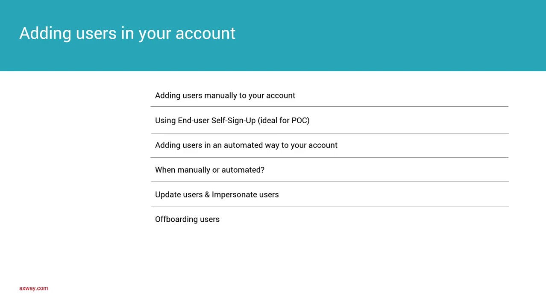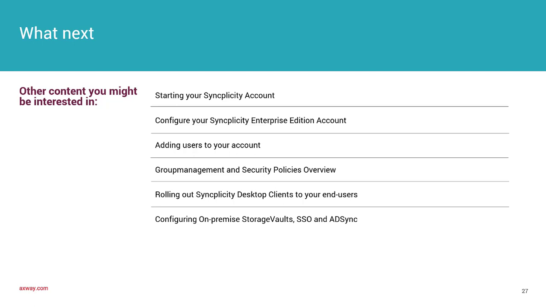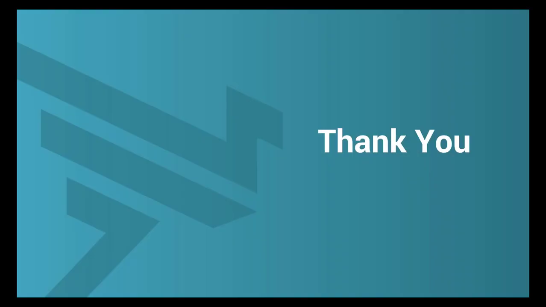With that, we'd like to point you to other material we have available. Starting your Syncplicity account, which is ideal if you're going to do a trial. How to set up your account, add users, that is this video, do group management and set up your security policies, rolling out the desktop clients or mobile clients to your end users, and configure the real hardcore stuff, what we usually call the on-prem storage vaults, implementing single sign-on and Active Directory Sync, Data Hub, etc. Please stay tuned for other material on Syncplicity in the admin section.